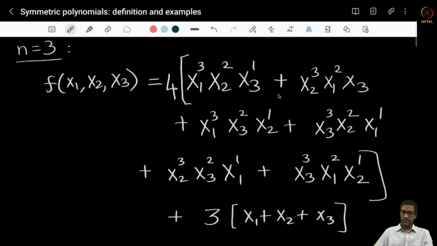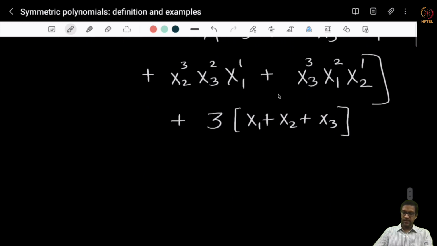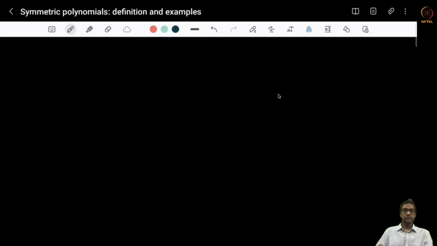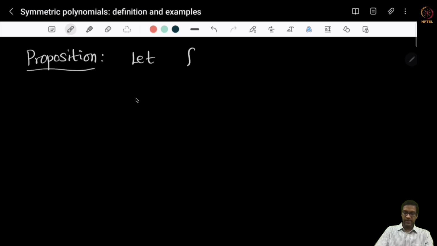Okay, good. So let's try and record the basic observation that we have made so far while constructing these examples. Here's the proposition. Let's start with a polynomial. Let f of x, where x here again is a multi-index of many variables x1, x2, up to xn, be a polynomial.